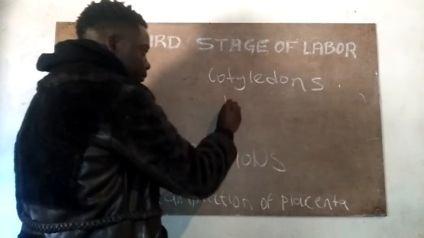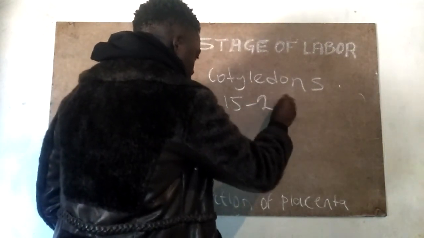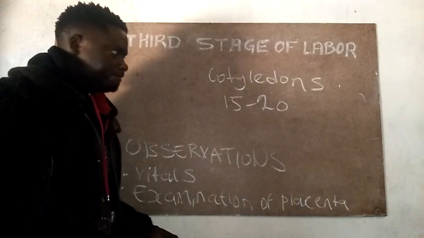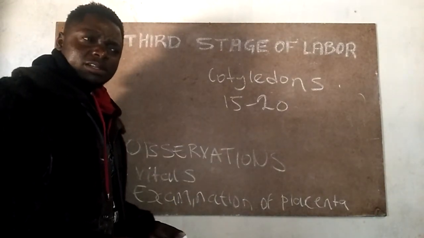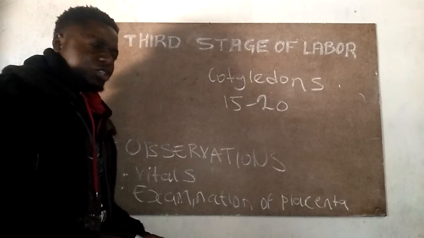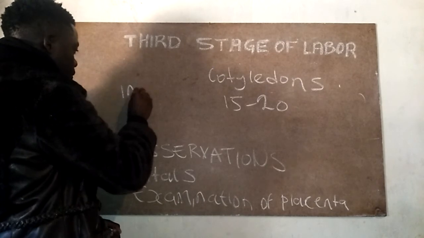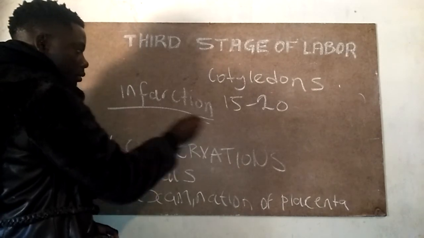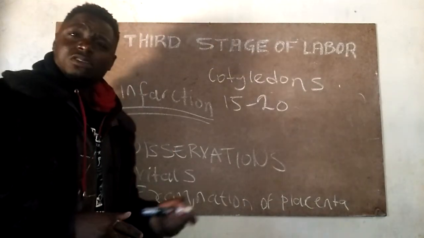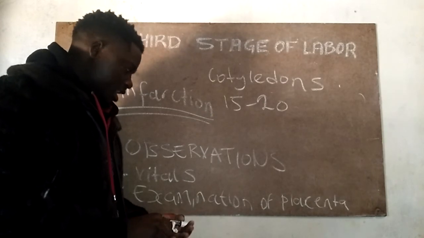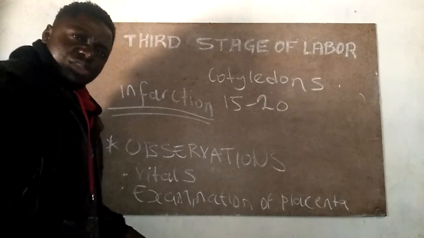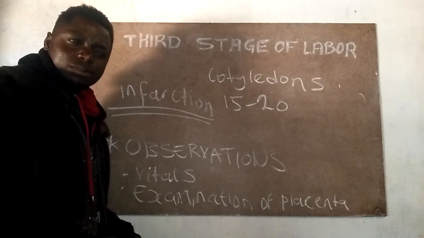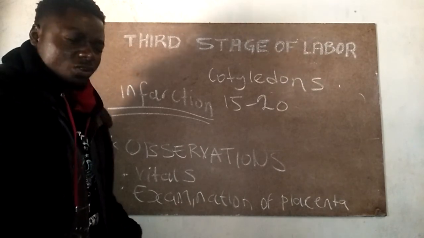And there are about 15 to 20 of these. So you observe, that is on the maternal side once you have turned it around. You observe if there are any clots or any area which is infected, infarction. So you observe all those things on the maternal side, and once you are done, you can thank the woman and praise her, saying, "Well done," and that is all.